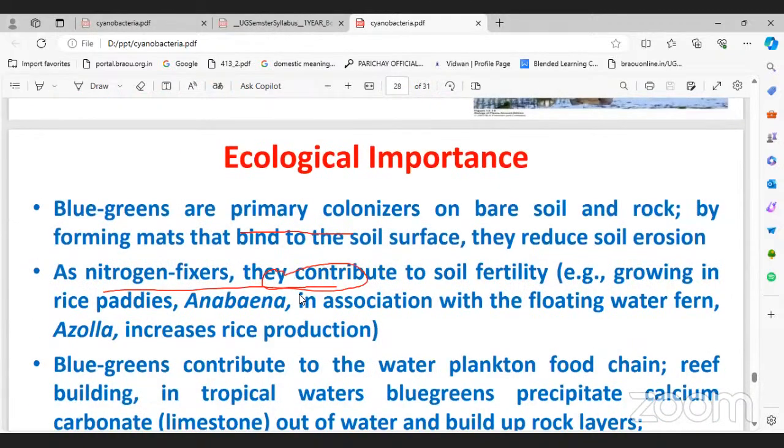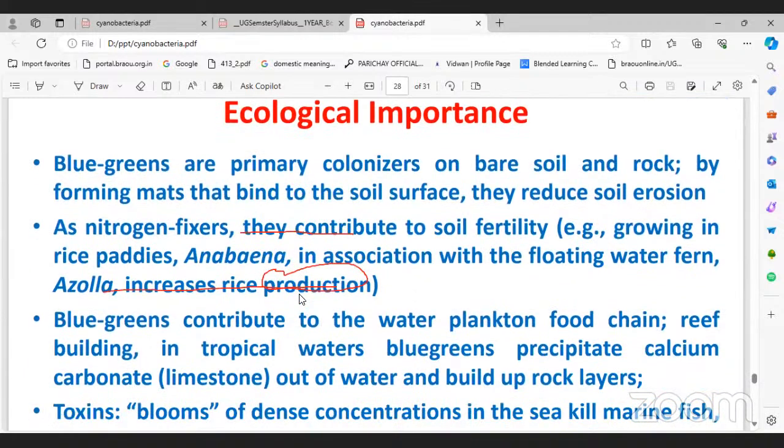And ecological importance: the blue-green algae are primary colonizers of bare soil and rocks. In the beginning we discussed that they are aquatic, yet they can grow on rock. Can you find any vegetation on rocks? Actually, there is no vegetation on rock in general.